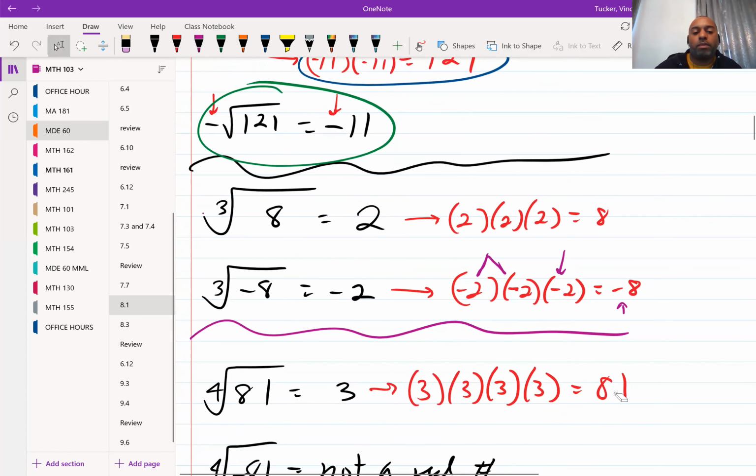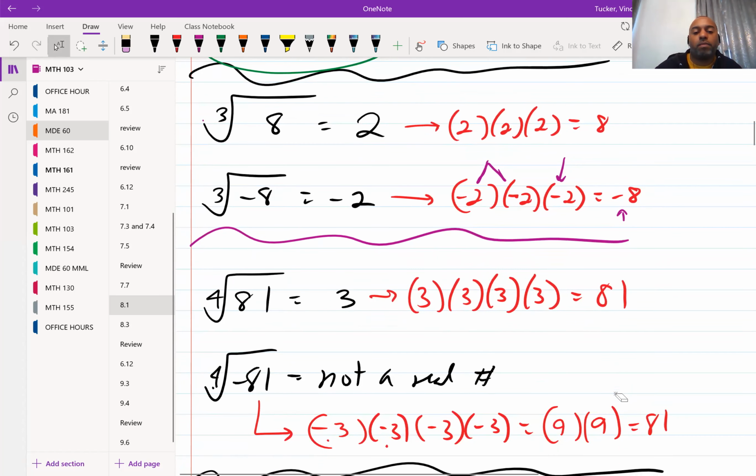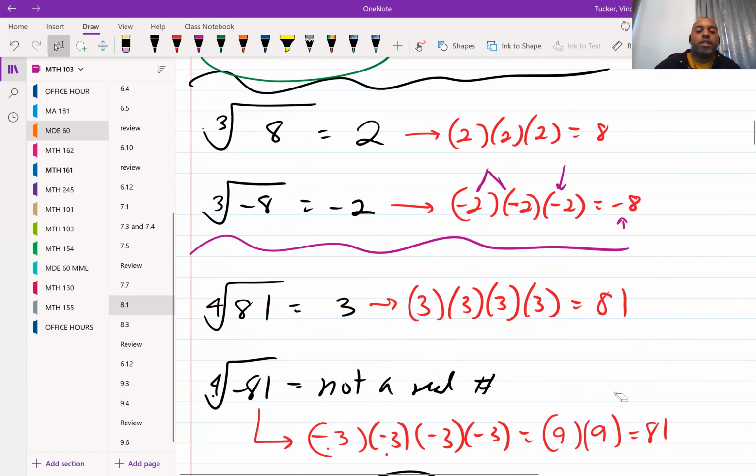Right down the first ones. Okay. So the next one, fourth root of 81. What times itself four times will give you 81? That would be 3. So that's why your answer is 3. Then when you look at the fourth root of negative 81, that's going to not be a real number, just like with the square root. Because once again, what times itself four times will give you a negative number?